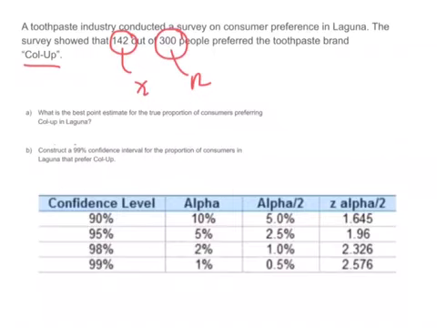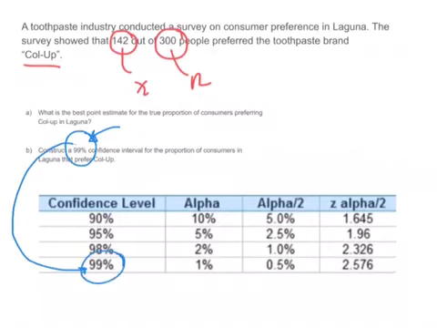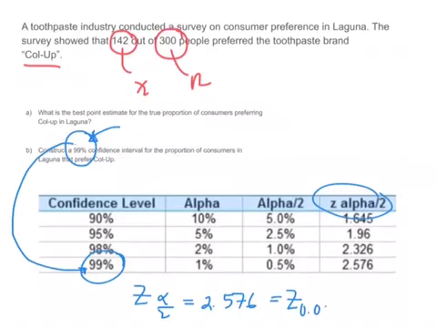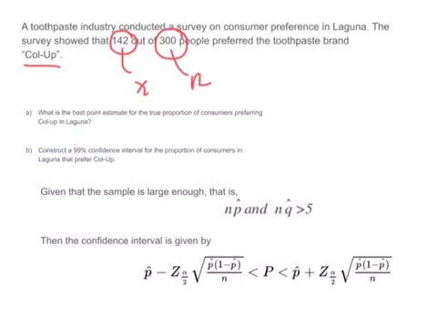For quick reference, we'll make use of this table to identify the corresponding Z of alpha over 2 for the 99% confidence level. We go to the 99% confidence level, and the value that corresponds to it, denoted as Z of alpha over 2, is equal to 2.576. Here alpha is 1%, so alpha over 2 is 0.5%, or 0.005. So with that, we are now ready to compute the confidence interval.